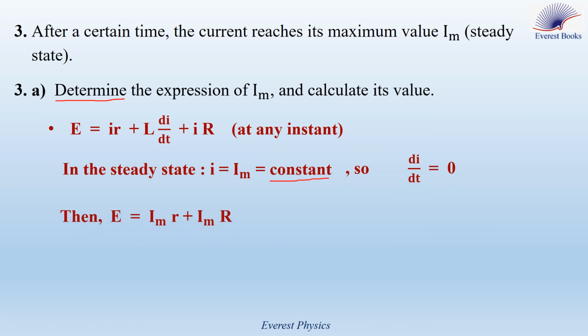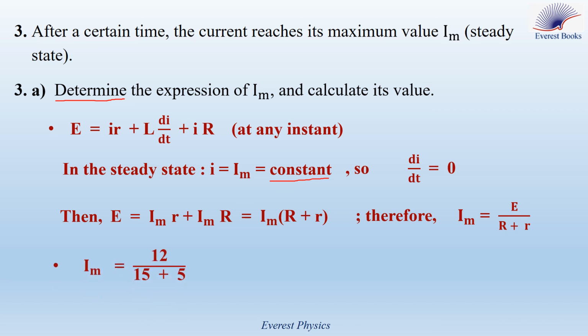Therefore, E is equal to Im small r plus Im capital R. Rearrange by taking Im as a common factor. Therefore, Im is equal to E over (R plus r). Now, to calculate the value of the current, substitute each physical quantity by its value. E is equal to 12 volts, capital R is equal to 15 ohms, and small r is equal to 5 ohms. Therefore, Im is equal to 0.6 amperes.